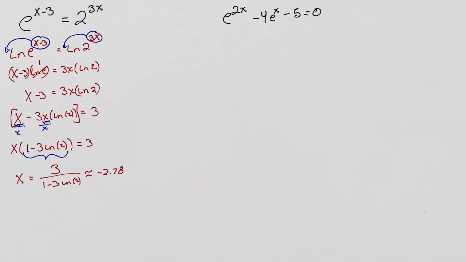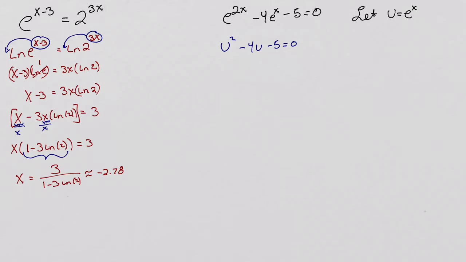We have to go back to trig. When I showed you all the trick of u substitution, I want to pick e to the power of x for my u. So I'm going to go ahead and say let u equal e to the power of x. Now you don't have to do this, but it's going to make it look a lot simpler. So everywhere there's an e to the x, I can replace it with a u. So we're going to end up with u squared minus 4u minus 5 equals 0.